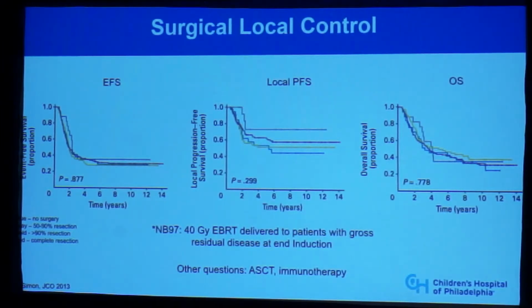Now, this is a little complicated because these patients received a fairly substantial radiation dose if they had gross residual disease left behind, which may have mitigated some of the effect of an incomplete resection. In addition to that, this study was designed to look at other questions. Some of the patients got transplant, some of them got post-consolidation therapy, and you just have to be very cognizant of those nuances when you look at the question of surgical local control.